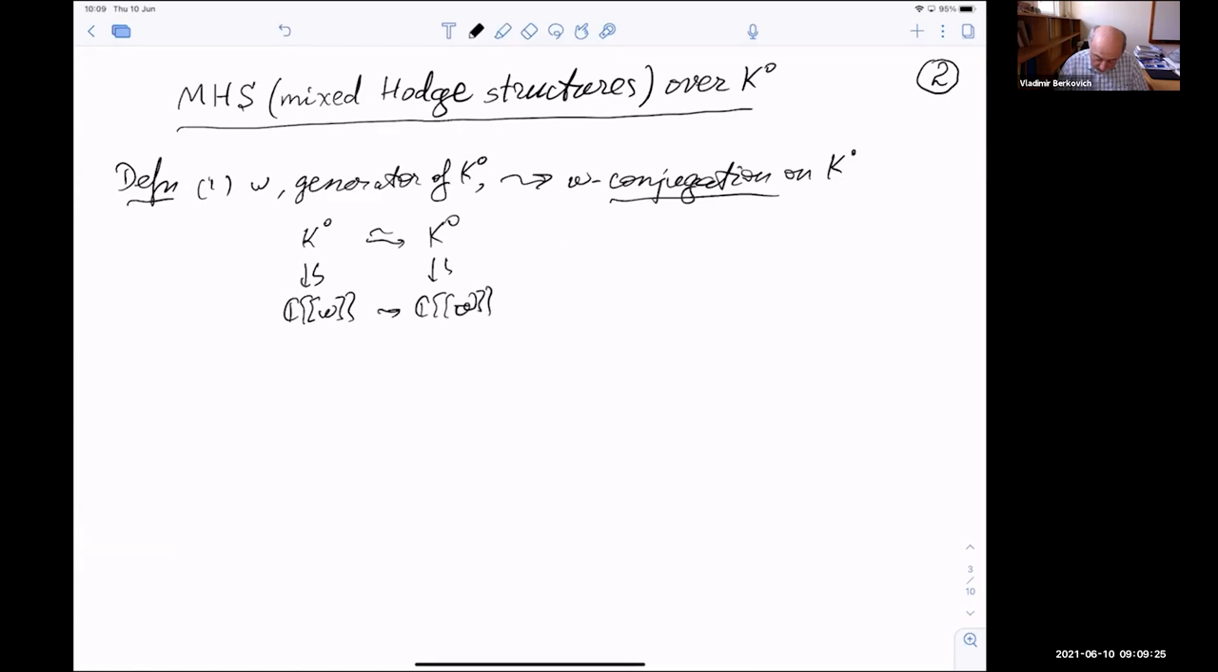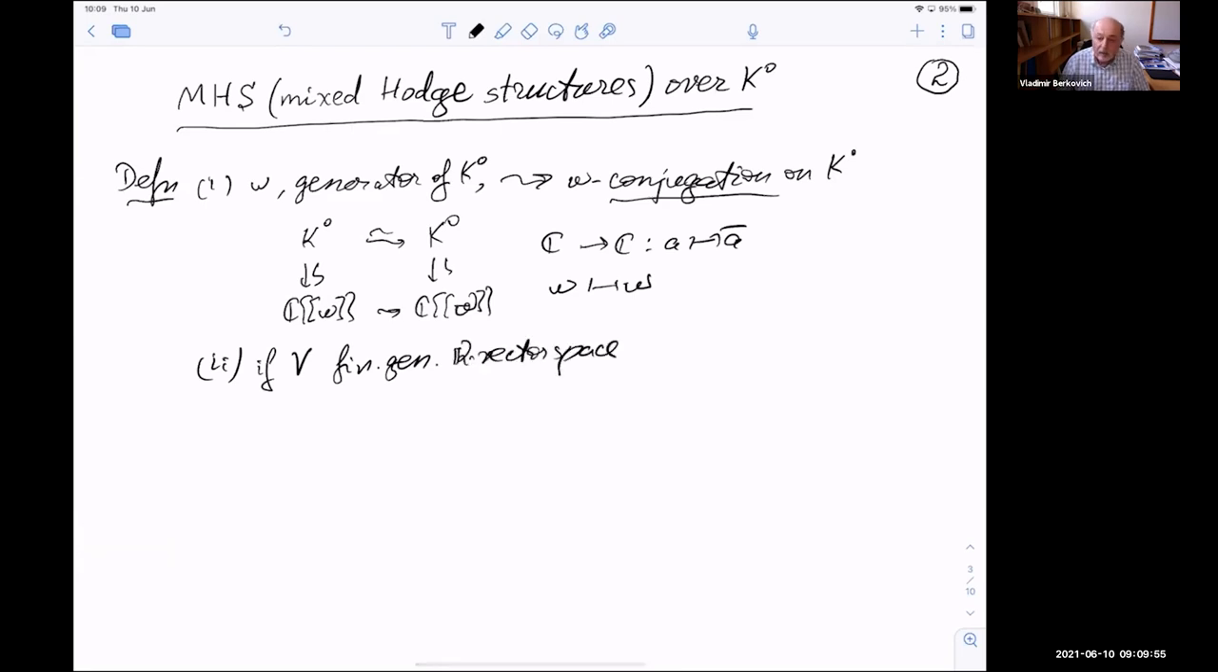It acts as a complex conjugation on constants, so a goes to a bar, and it acts trivially on varpi. And so it's a varpi conjugation. Second, if V is a finitely generated R vector space, then this varpi conjugation gives rise to a varpi conjugation on the tensor product of V over R with K naught.